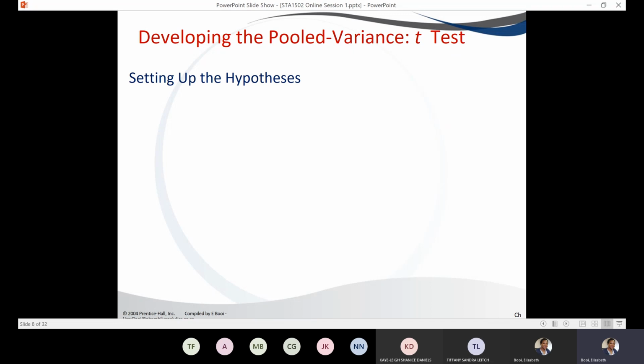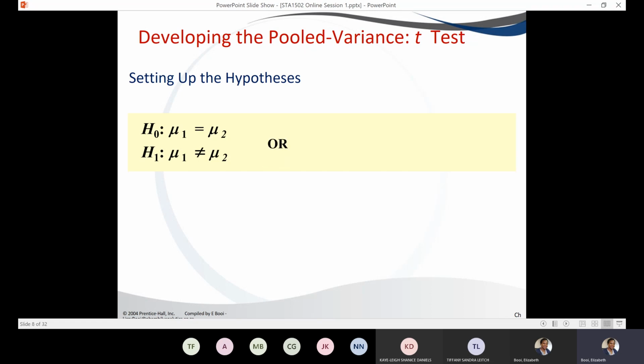So how do we even start setting up a hypothesis for a t-test? There are different types of hypotheses that you can state. For example, the first one that you can do is a two-tailed test, which states that the null hypothesis is that the mean of population 1 is the same as the mean of population 2, where the alternative will say they are not the same. And this is a two-tailed test.